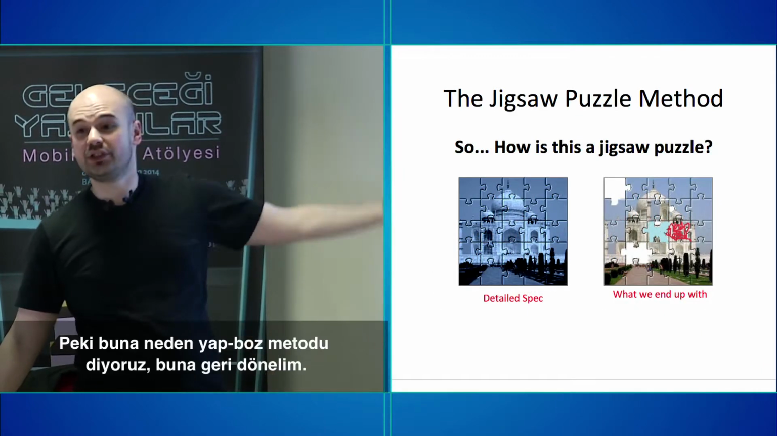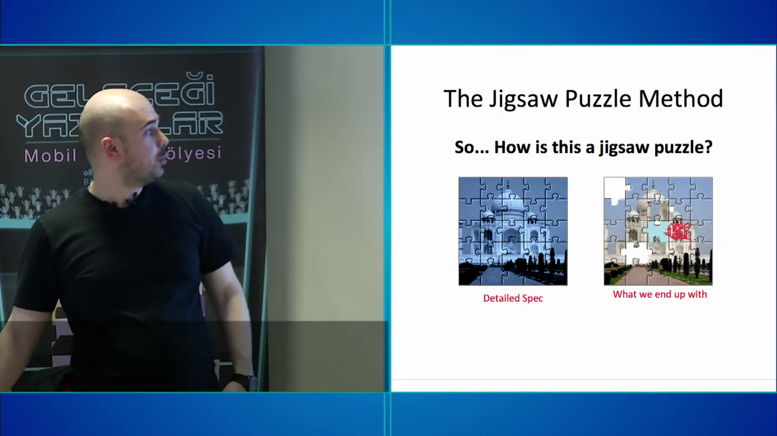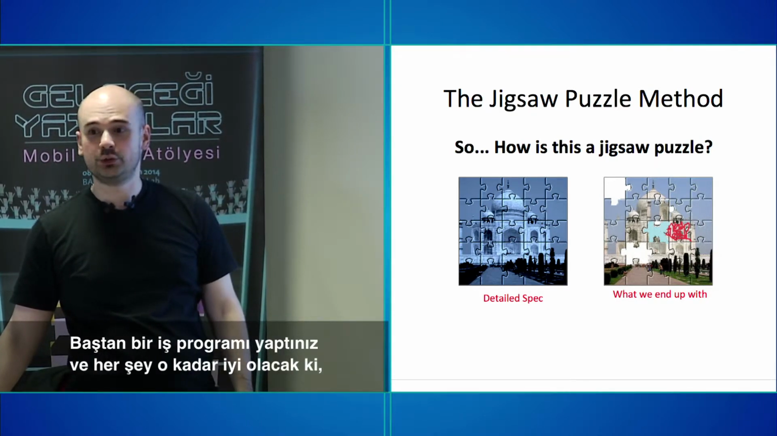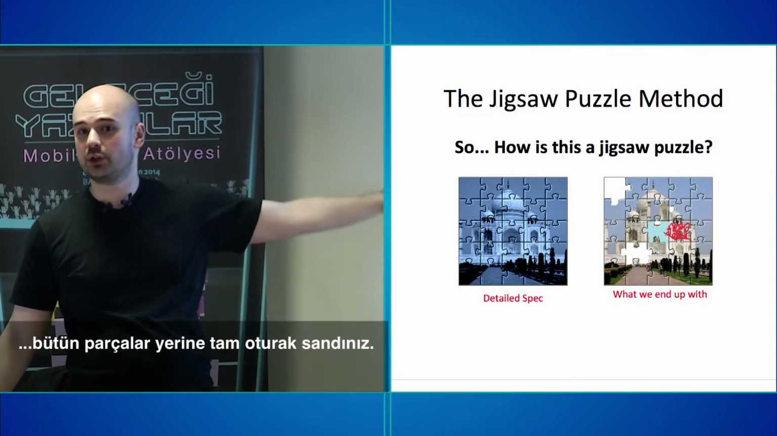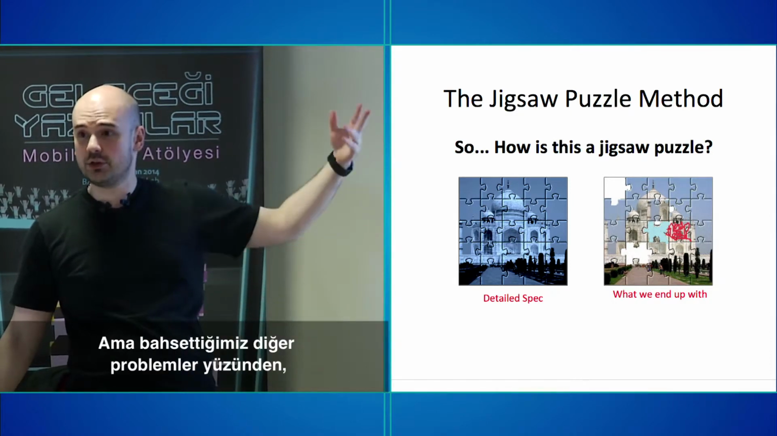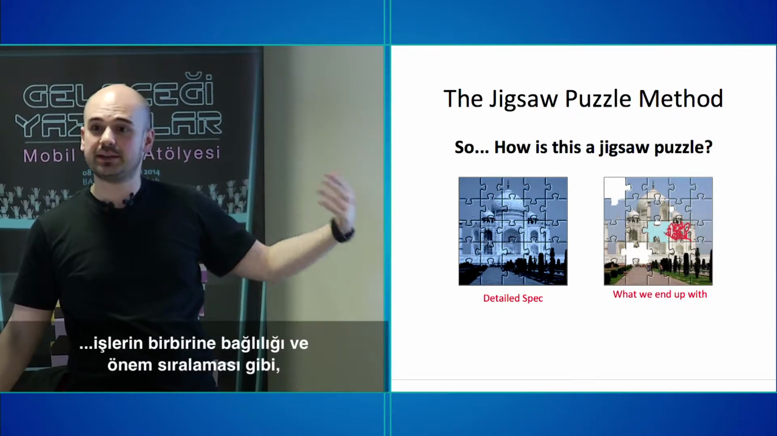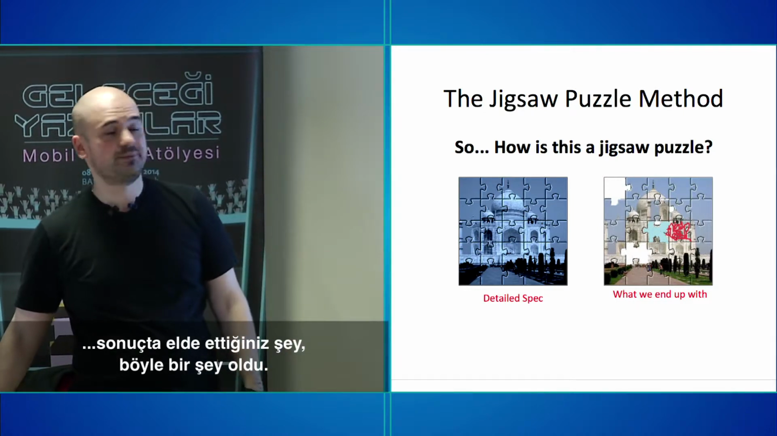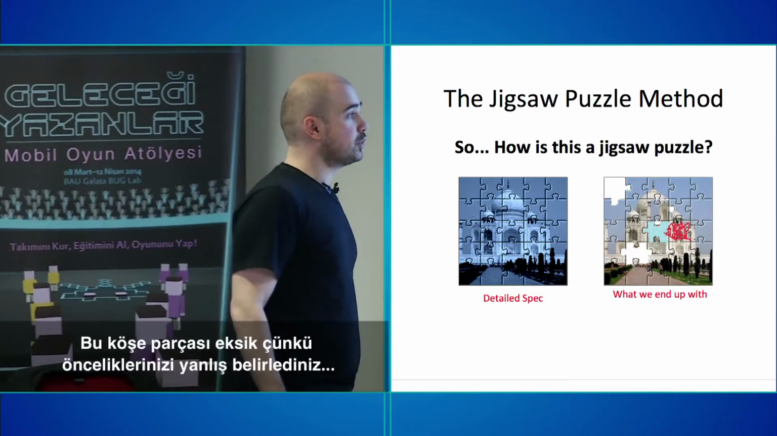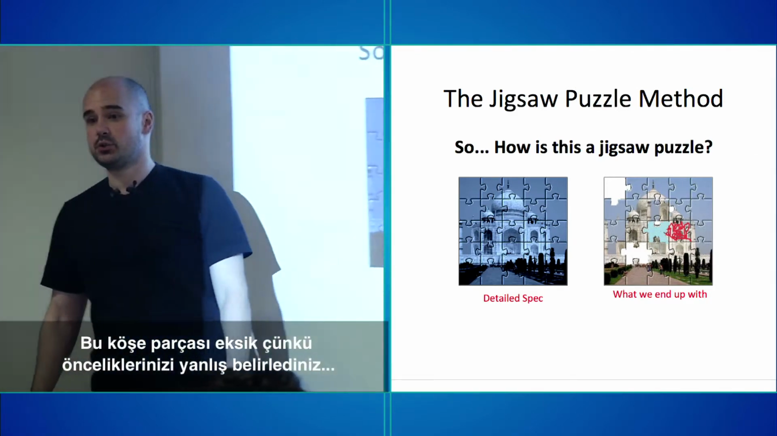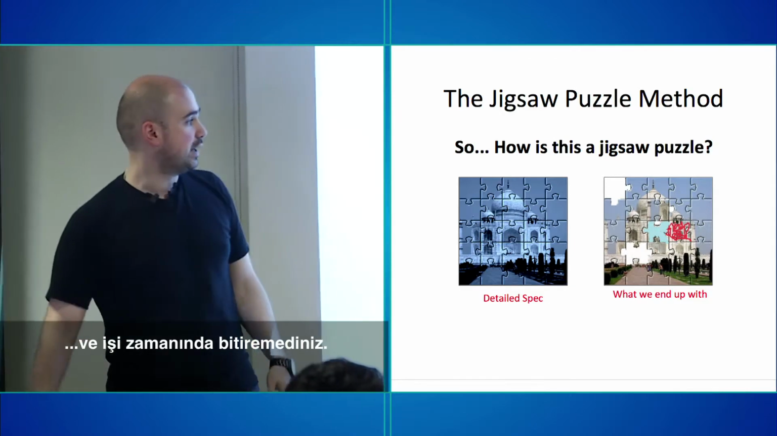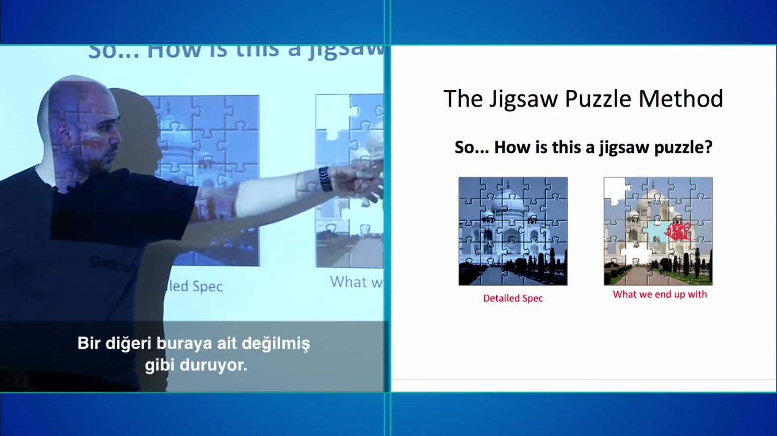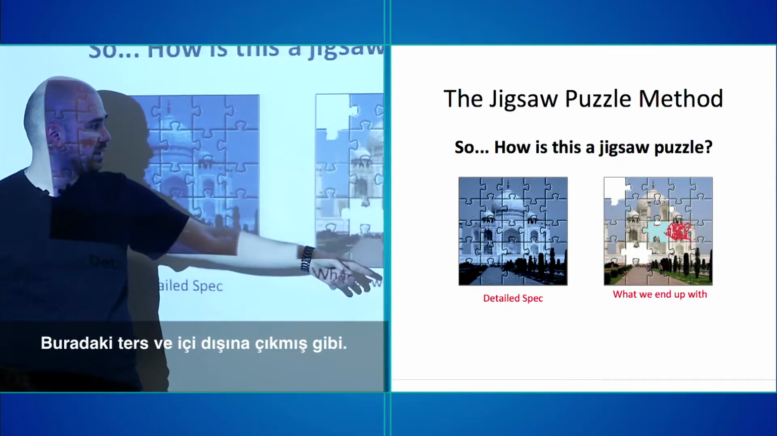So, how is this a jigsaw puzzle? We're coming back to this, right? Well, because this is your detailed spec. This is the documentation that you wrote up front, and you thought that everything was going to be so brilliant, just follow the documentation, it's going to be fine. But because of these other problems that we mentioned with the irreducible complexity and the cross-dependencies and the prioritizations, you ended up with this. Okay? So this part in the corner is missing because you had bad prioritization and you didn't actually finish it on time. This thing is also missing. This thing is just all red and weird. This thing doesn't really look like what it's supposed to. This thing is upside down and inside out in some weird way.